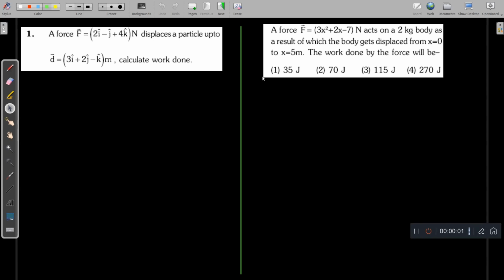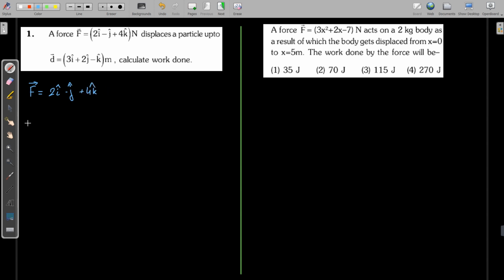Okay, so today we are going to solve some of the numericals regarding work, power and energy. So let us see what the given questions are. First of all, what is given? Just see, F is equal to 2i cap minus j cap plus 4k cap. So what is the force given? F is the force given, a vector quantity: 2i cap minus j cap plus 4k cap.